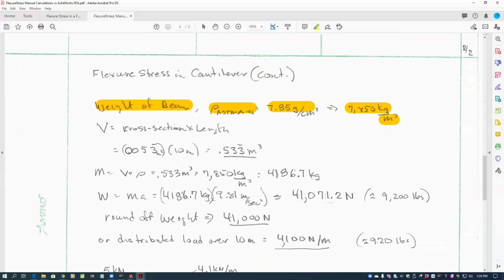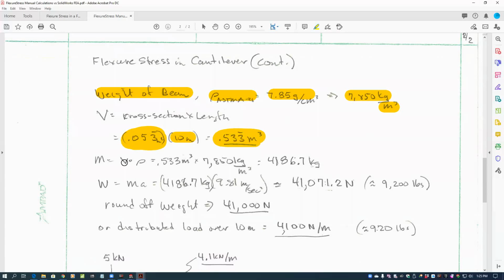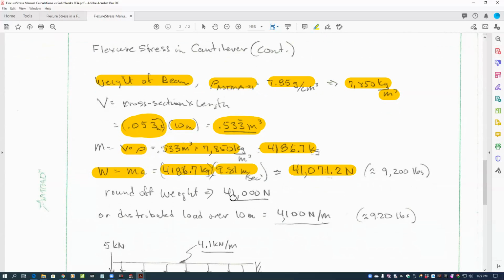And so if we take our cross-section area of that cantilevered beam times the length, that gives us the volume of the beam. And then the volume times the density would give us the mass. So we find that we have 4,186.7 kilograms, and our total weight in newtons would be that mass times acceleration due to gravity, which gives us 41,071.2 newtons, and we can just round that off to 41,000 newtons.